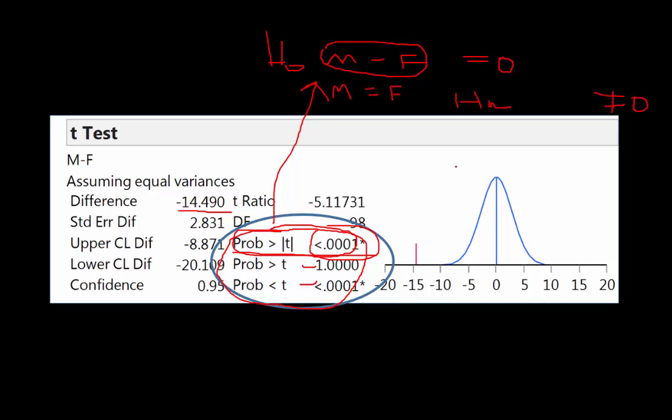If what we were trying to show was a one-tailed relationship, not just that there's a difference, but that it was either a positive or a negative difference, then we could use these one-tailed tests to evaluate that.